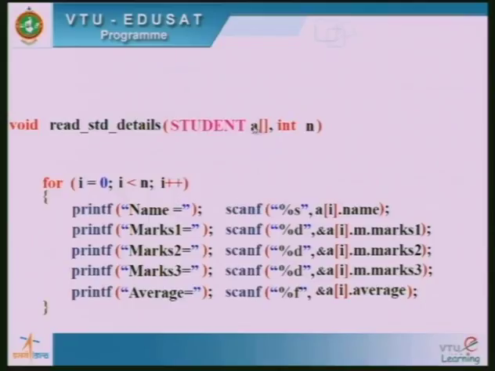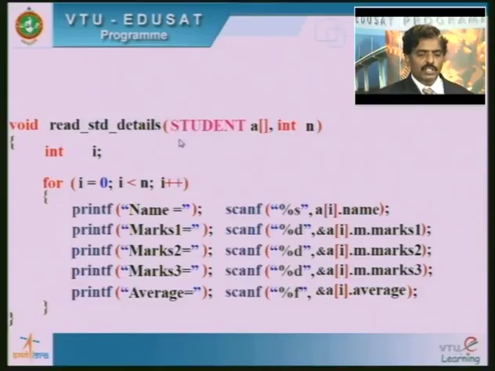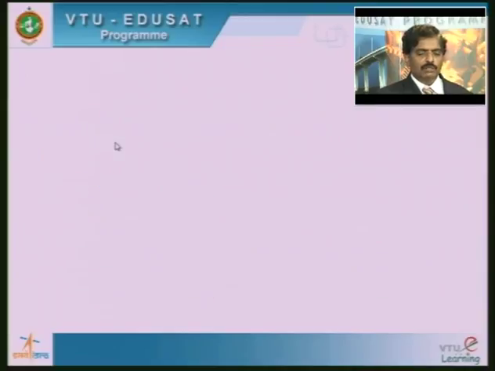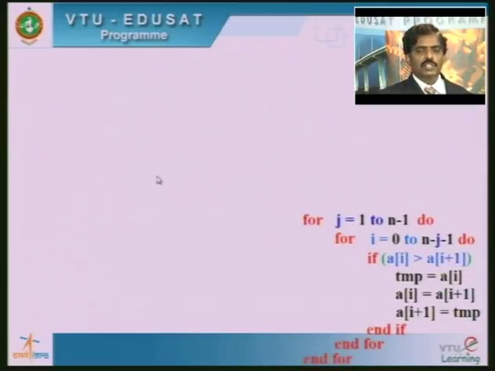Now, apart from a and apart from n, the only variable I am using here is i. So, I write int i. And this declaration and this for loop must be enclosed within braces here. So, I open the brace and I close the brace here. So, this is how you have to write the function read student details. I hope we have written the function. Earlier I had not written the function read student details. Now, I told you how to write the function to read n students from the keyboard using which function? Read student details.